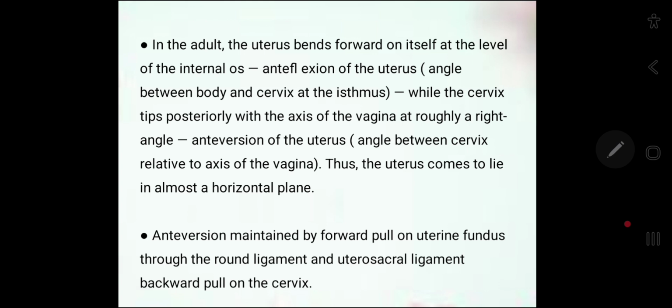The uterus has a normal position in the pelvis as anteverted anteflexed, meaning it's tilted forward toward the anterior abdominal wall and rests over the top of the bladder. In the adult, the uterus bends forward on itself at the level of the internal os. This is called anteflexion, the angle between the uterine body and the uterine cervix. Anteversion is the angle between the cervix and the vaginal axis. So the uterus comes to lie in almost a horizontal plane.